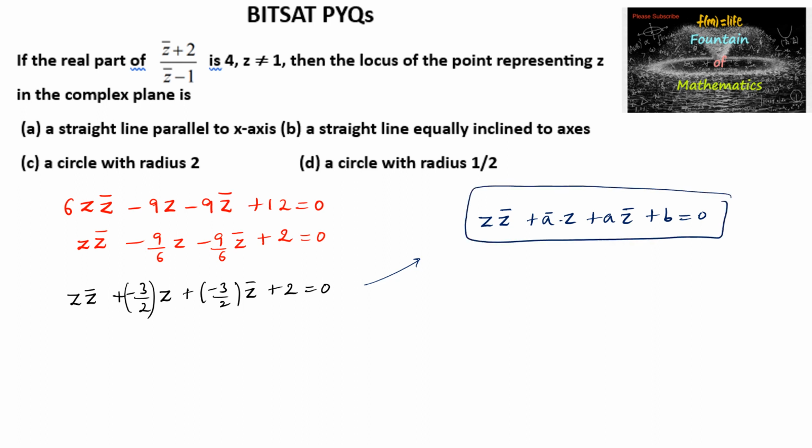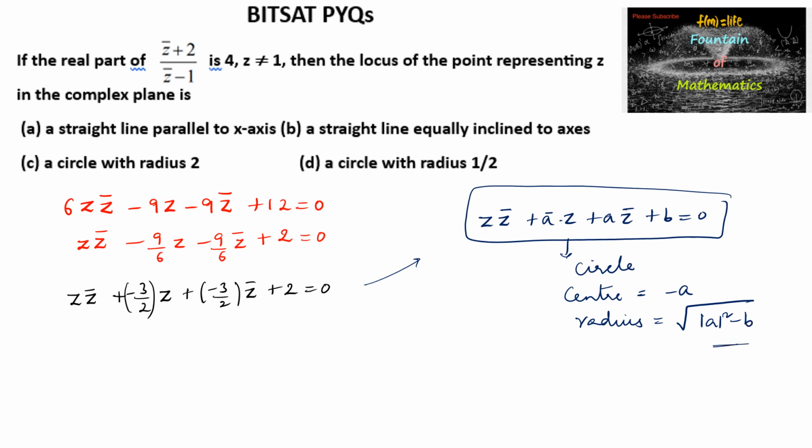This equation represents a circle with a center. Here a is a complex number. With a center we can consider as negative a, and the radius of the circle is the square root of mod a square minus b.